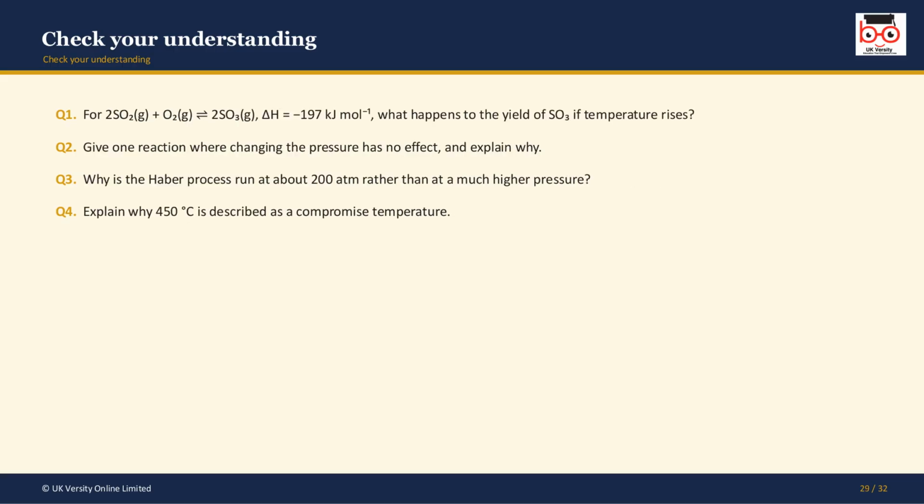A few more to test yourself. For sulfur dioxide plus oxygen in equilibrium with sulfur trioxide, with delta H of minus 197 kilojoules per mole, what happens to the yield of sulfur trioxide when the temperature rises? Can you give a reaction where changing the pressure has no effect and explain why? Why is the Haber process run at about 200 atmospheres rather than something much higher? And why do we call 450 degrees Celsius a compromise temperature?